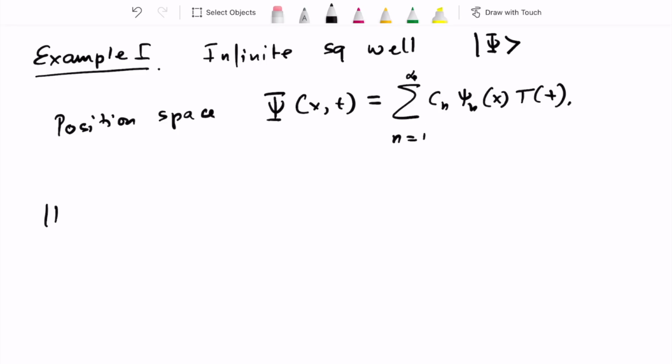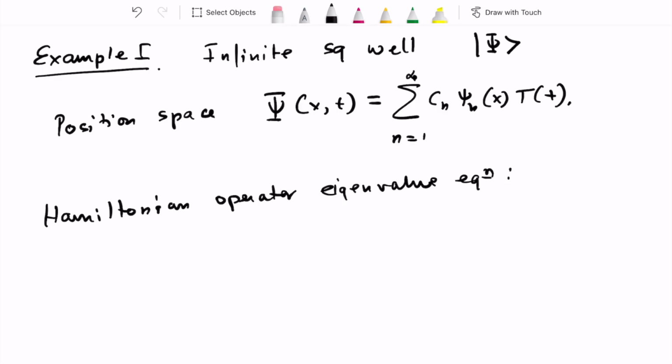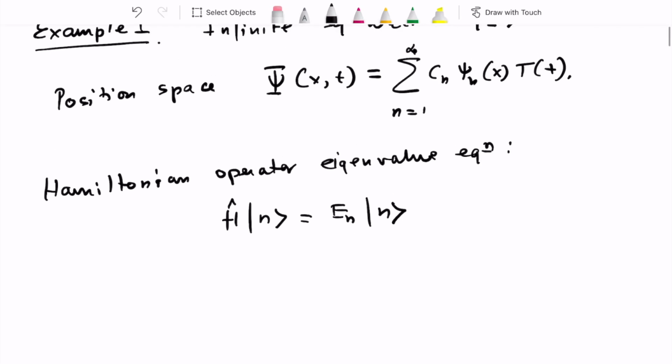Now the Hamiltonian operator has the following eigenvalue equation, which I'm going to write in basis free language first. The eigenvalue equation will be H acting on the state n produces En, which is equal to En times the state n. So I'm writing this in basis free language. I'm representing each eigenstate by the ket n, but we know that we've solved this problem in position space.